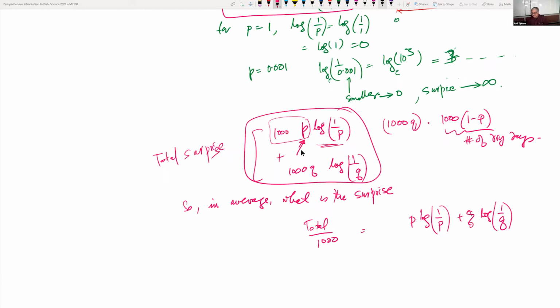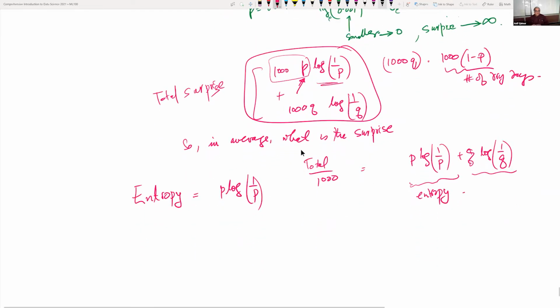And literally what you're looking at is called the entropy. Each of these pieces is actually entropy. So entropy is a measure of average surprise for something happening. The average surprise for it raining, which is the positive case, is P log 1 over P. Now, in the literature, you don't really see entropy expressed in this intuitive way. Typically, in your books, you will see entropy mentioned as minus P log P.